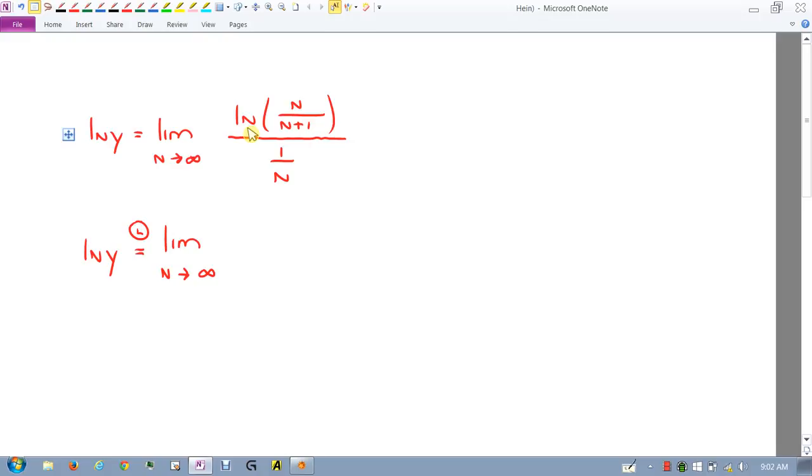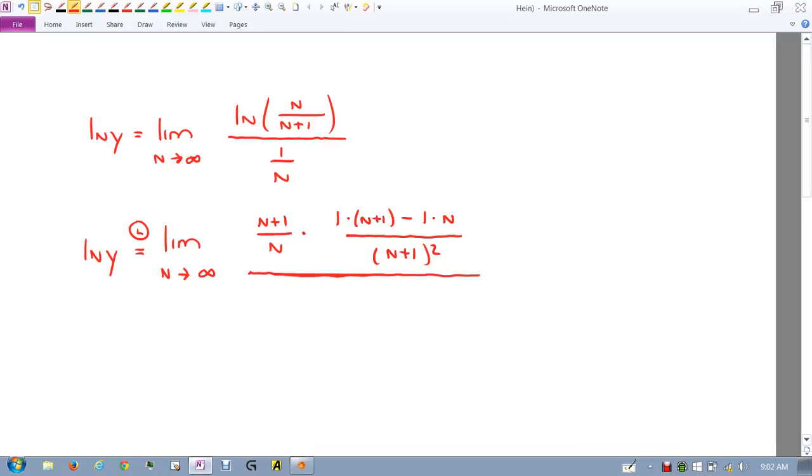The derivative of natural log of something is 1 over whatever's in there first. So what's 1 over this? Just flipped over, right? So it's n plus 1 over n times the derivative of what's in here now. So you would have to do the quotient rule on that. So I'll do a quick quotient rule next to this. Derivative of the top times the bottom minus the derivative of the bottom times the top, all over the bottom squared. And then on the bottom, the derivative of 1 over n is negative 1 over n squared.